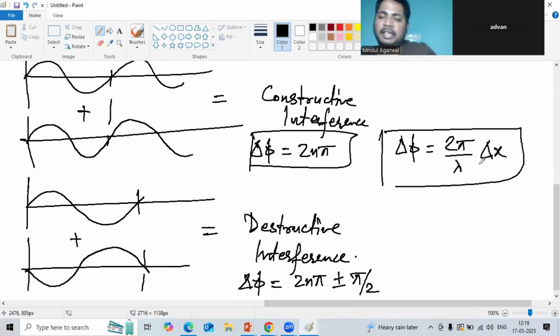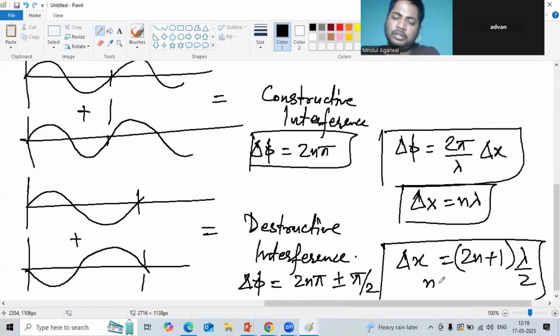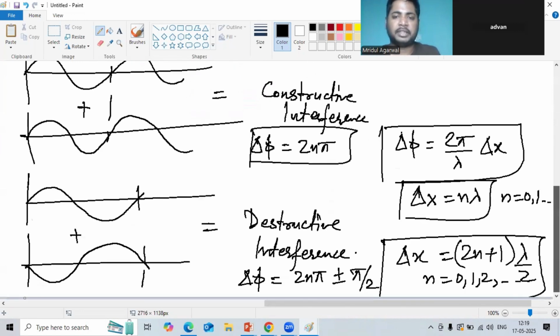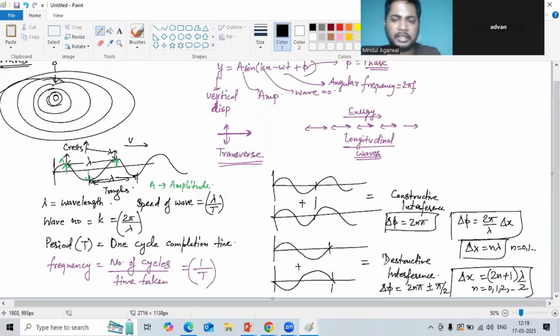So if delta phi is 2n pi, then you will get delta x equals n lambda. And for the other case, delta x is equal to (2n plus 1) lambda over 2. I'm taking n equals 0, 1, 2, 3, and so on. So this is the condition. Remember, this is your constructive interference and destructive interference.